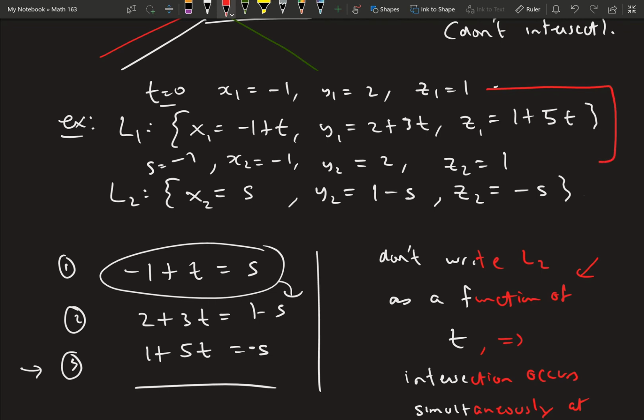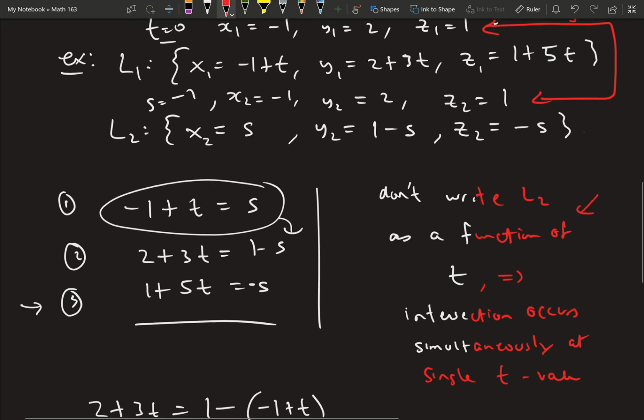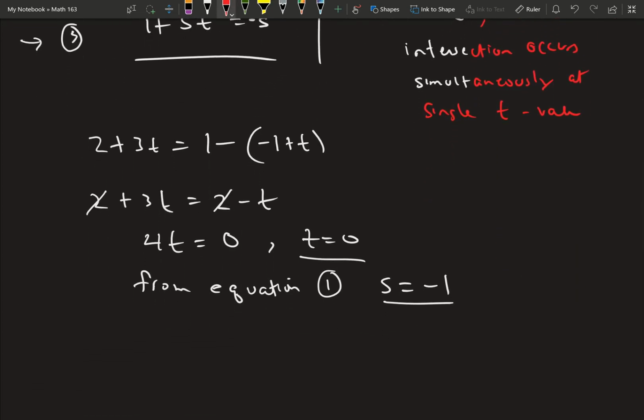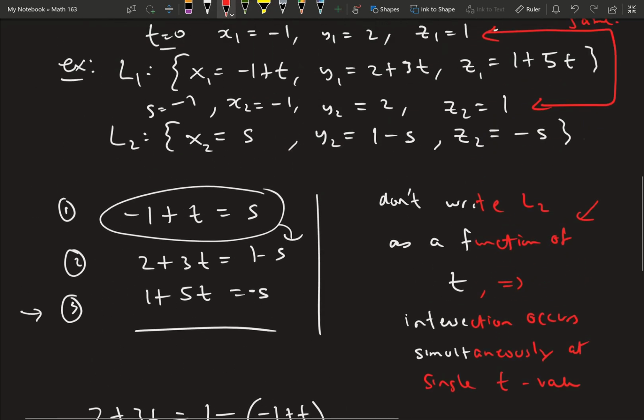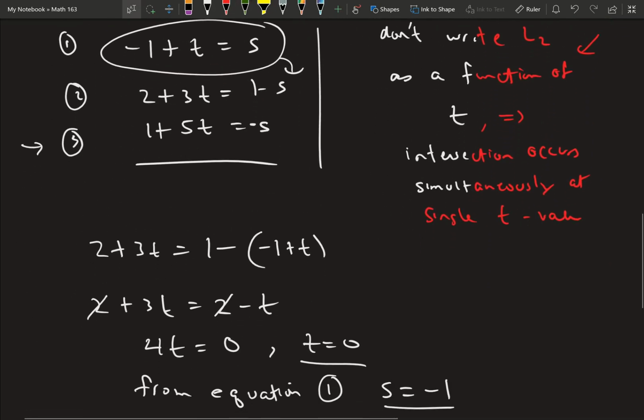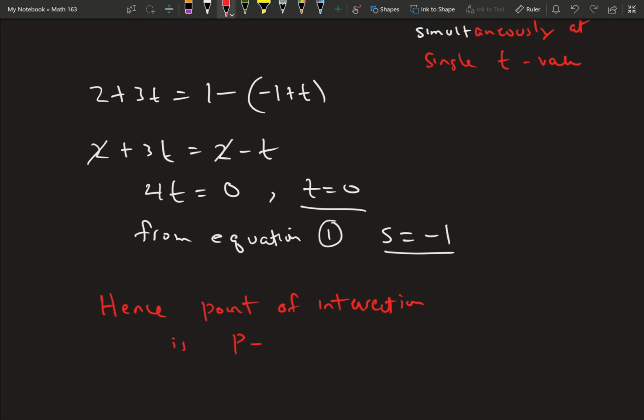So at time 0, we have the point (-1, 2, 1). At s equals negative 1, we have the same value. So these are the same, and hence they intersect. So the point of intersection is the point that we got here, which was (-1, 2, 1). So it is P equals (-1, 2, 1).